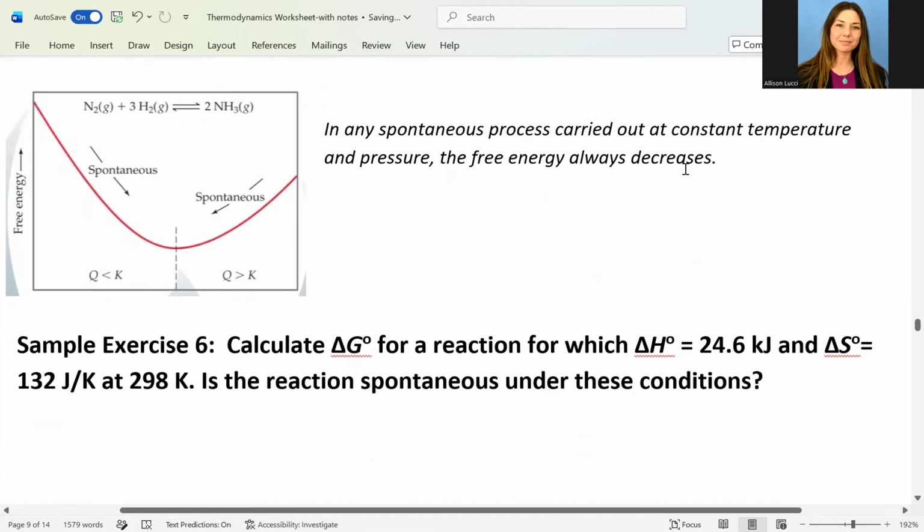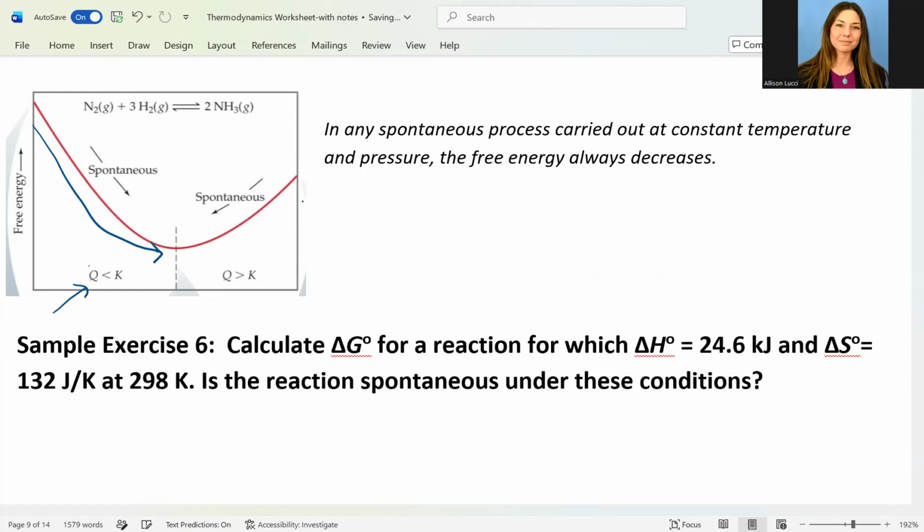So we can look at this graphically here. We see this reaction with these terms Q and K. If you recall, Q is our reaction quotient, K is an equilibrium constant, and if our Q is less than our K, the spontaneous process will be in the forward direction, and if our reaction quotient is greater than our equilibrium constant, the spontaneous reaction is in the reverse direction. We talked about this in a previous chapter, and now we can tie this into delta G.